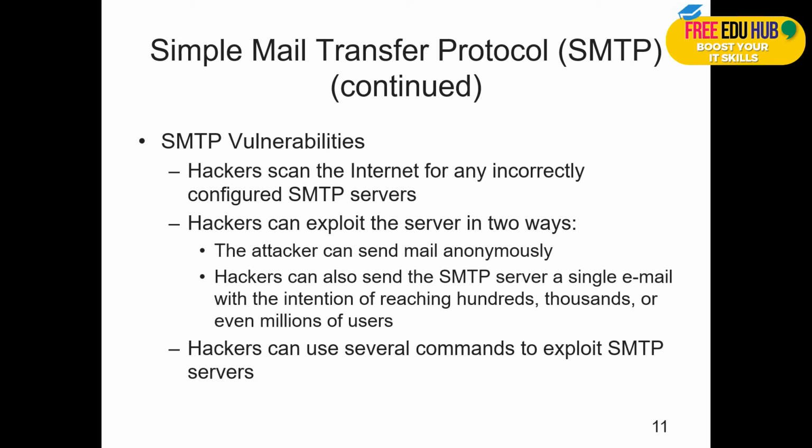Hackers can exploit the server in two ways. The attacker can send mail anonymously. If the relay is open for the emails, anyone from outside the organization would be able to send emails anonymously to the inside users. Now, the users who receive it within the organization might think that it's coming from our network, though it's not. It could be marketing things, it could be phishing emails, it could be anything related to material which has nothing to do with your organization.